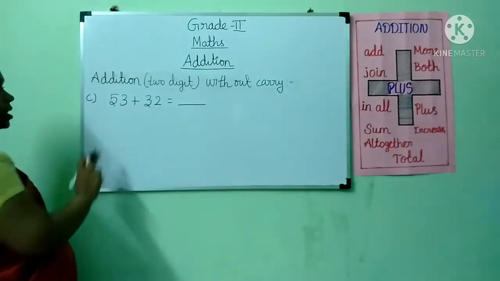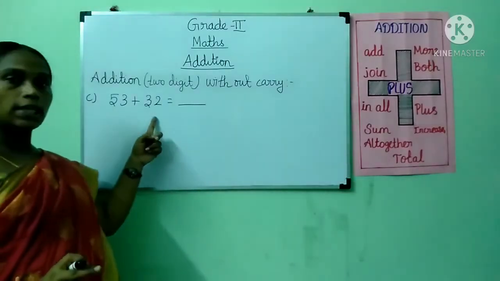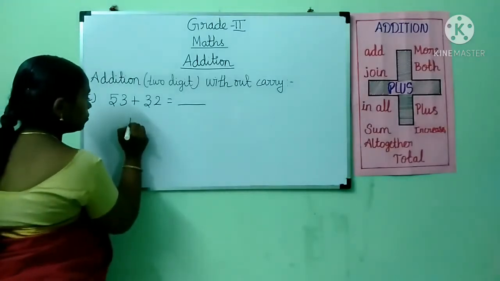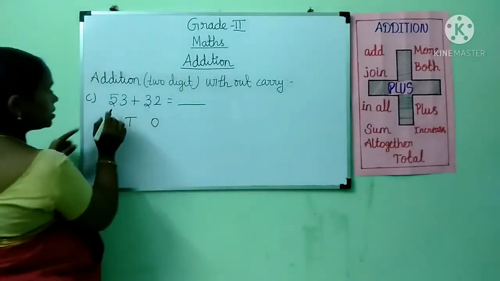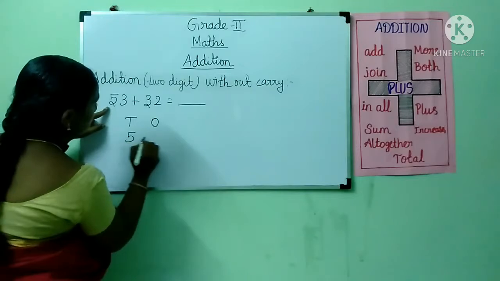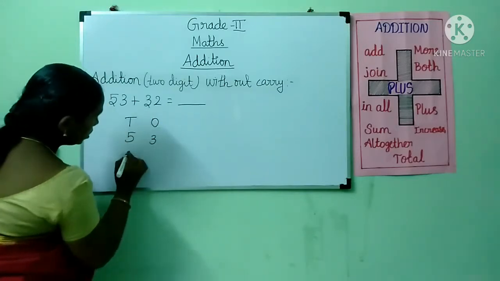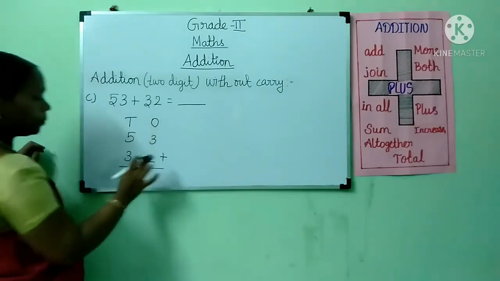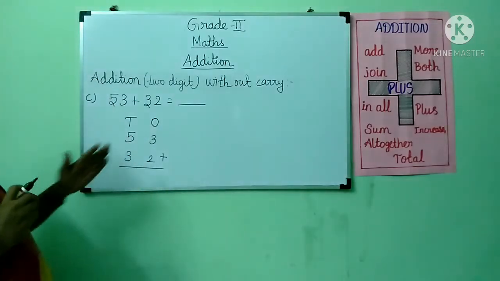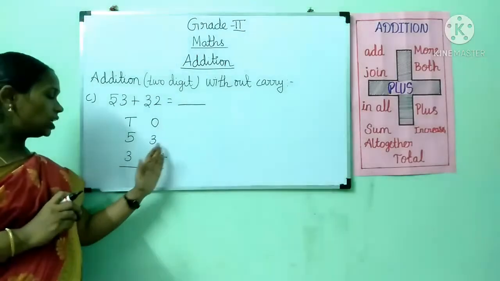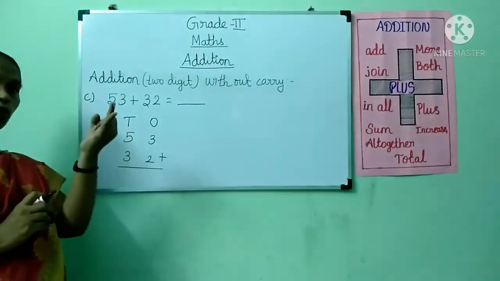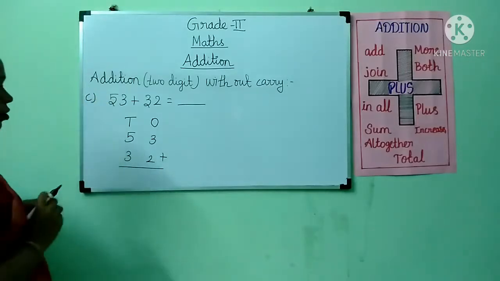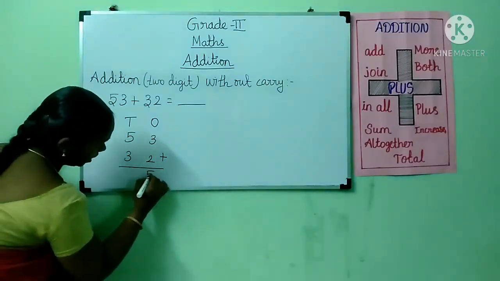What is this number? 53 plus 32. First, you should arrange this number. Tens and ones. See. 5, 3 and 3, 2. What is the symbol of addition? Plus. So you have to add from ones place. 3 and 2. 3 in the mind, 2 in the finger. 3 after 4, 5. So write 5 in the ones place.